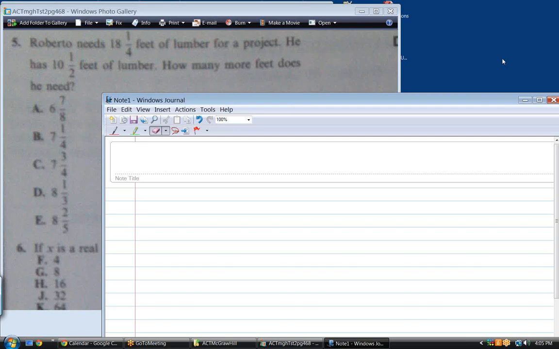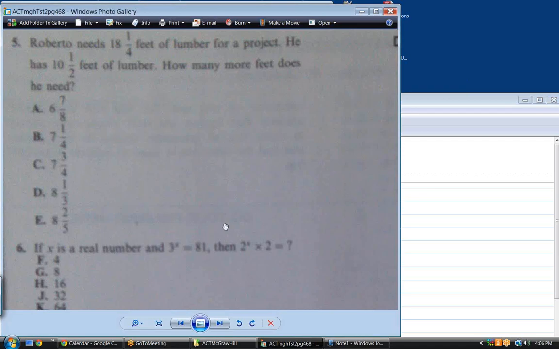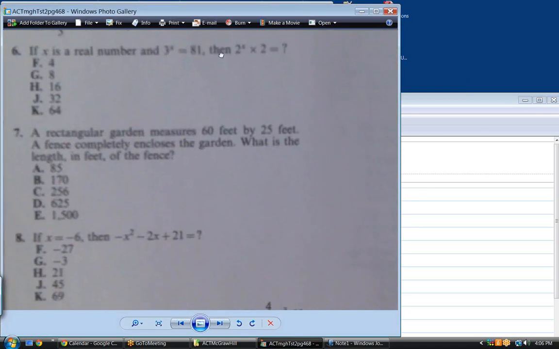This is actually one of the few problems that a calculator would save you a few seconds. So it would be C, 7 and 3/4. Correct. Did you use your calculator and you got 7.75? Yeah. Okay. As long as you know how to convert those decimals to fractions, that's fine.